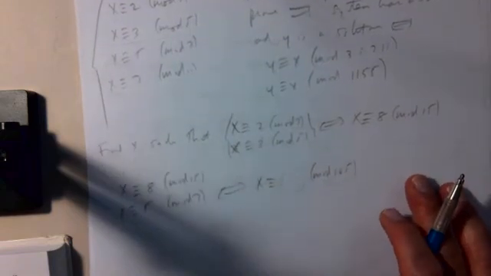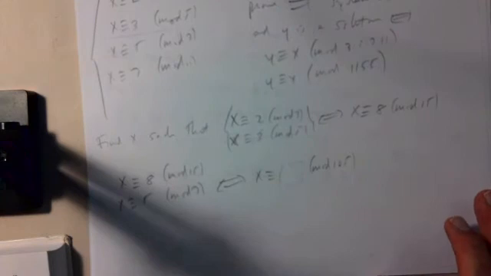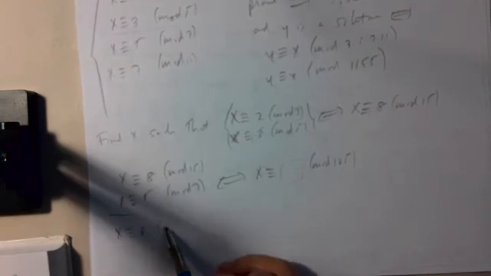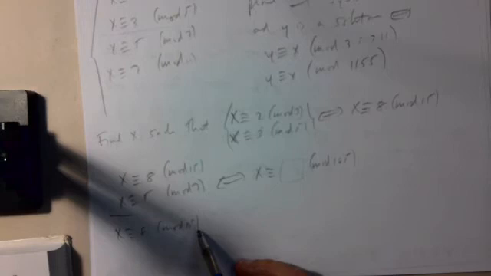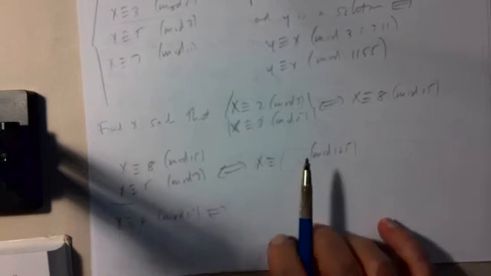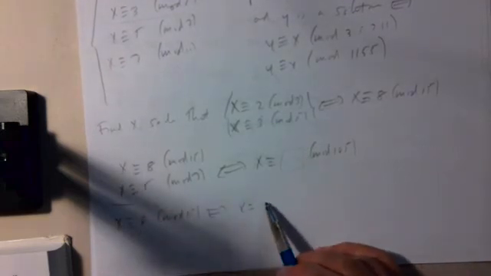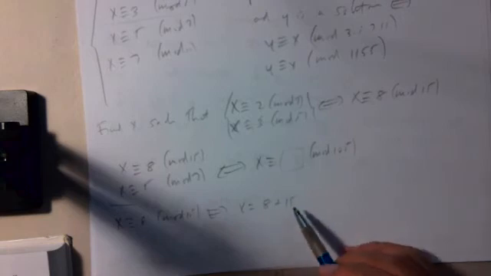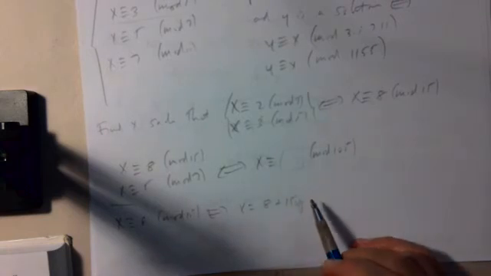Is there a solution? Well, we know there's a solution because the moduli are relatively prime. Let's see. We can say that x is congruent to 8 mod 15, which means x is going to be equal to 8 plus 15 times some number y.